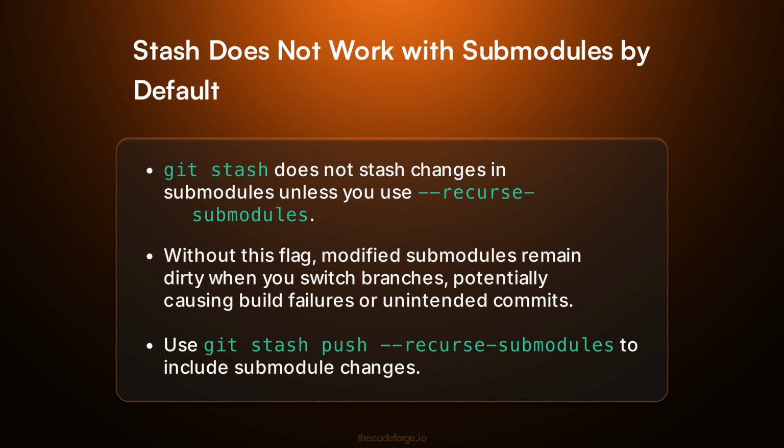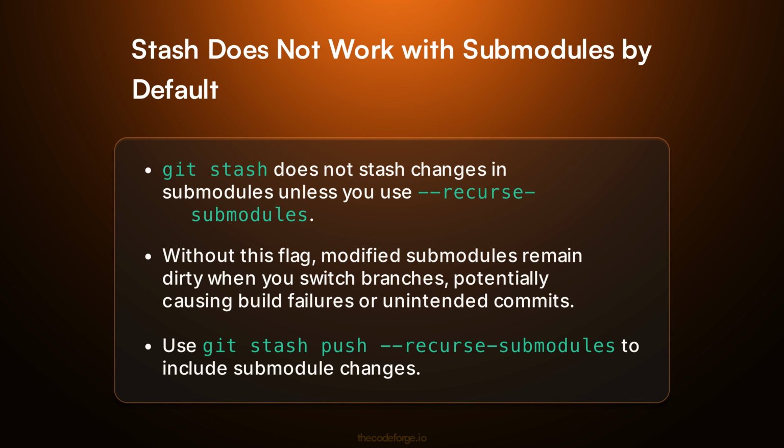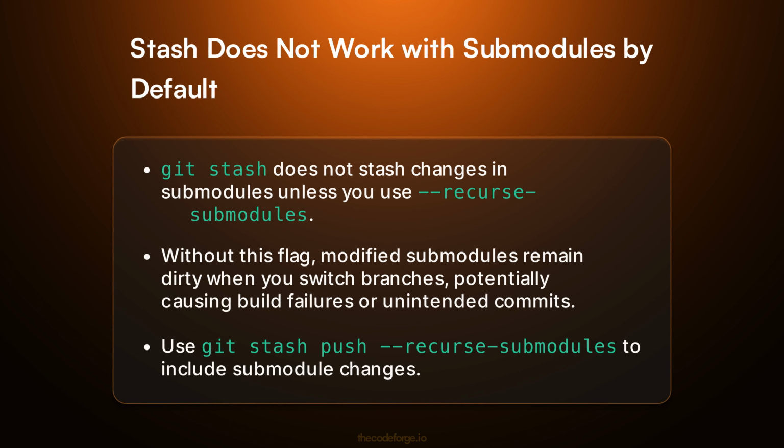Git stash does not stash changes in submodules unless you use --recurse-submodules. Without this flag, modified submodules remain dirty when you switch branches, potentially causing build failures or unintended commits. Use git stash push --recurse-submodules to include submodule changes.